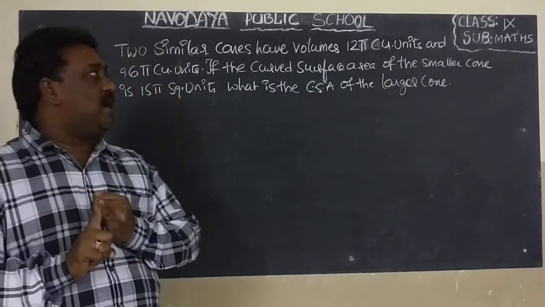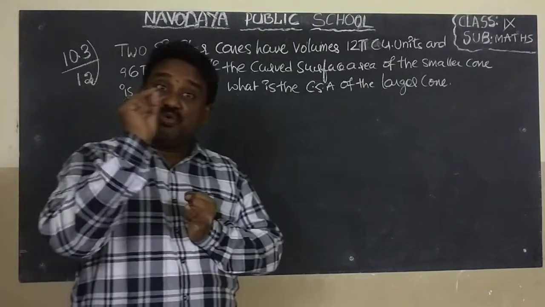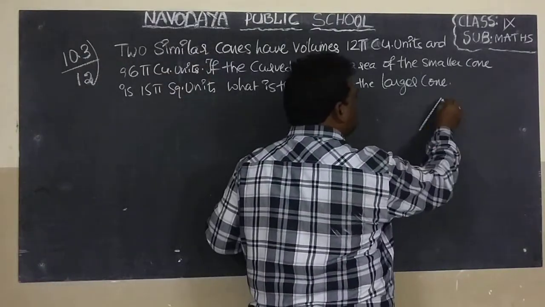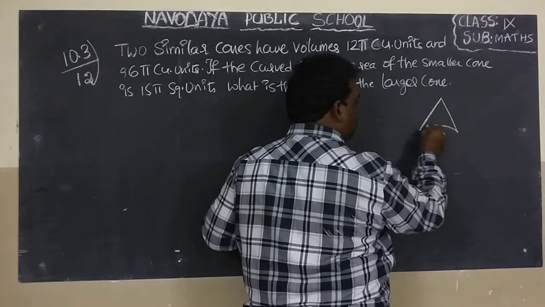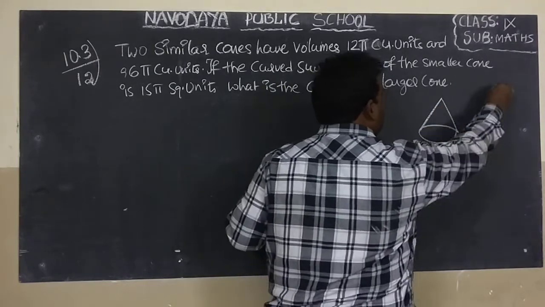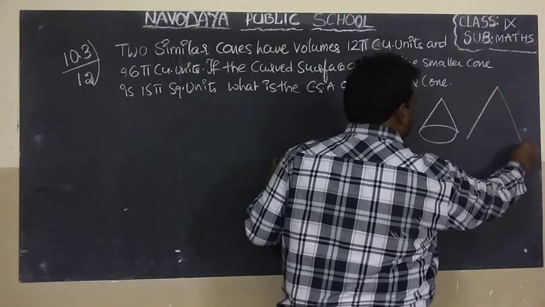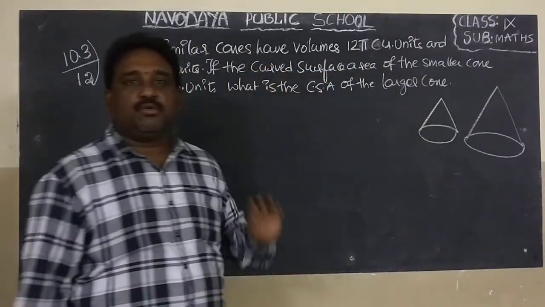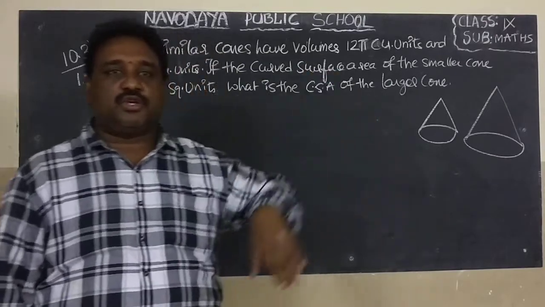First point, the problem is about cone. Two similar cones. What is meant by similar cones? One cone is small, the other cone is big. They are similar. One smaller cone, one larger cone.